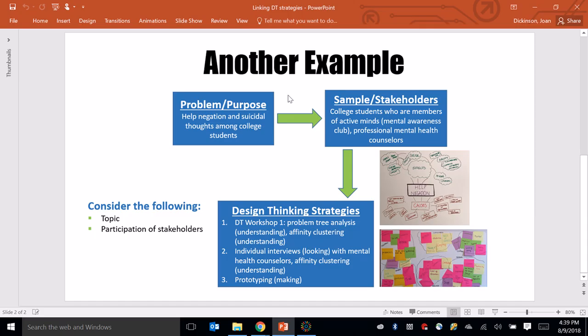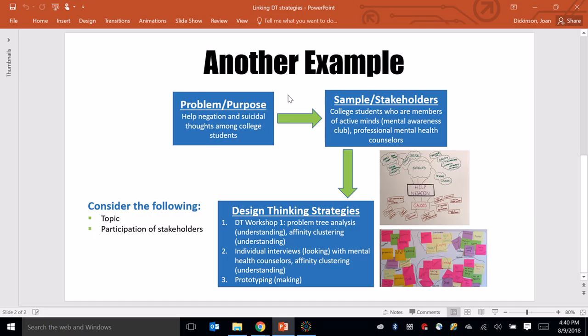After the design thinking workshop, the student conducted individual interviews with the professional mental health counselors. All of the questions she asked in the interviews were open-ended. She then used affinity clustering to determine themes that were generated from those open-ended interview questions. And then last, she prototyped a solution to this particular problem.